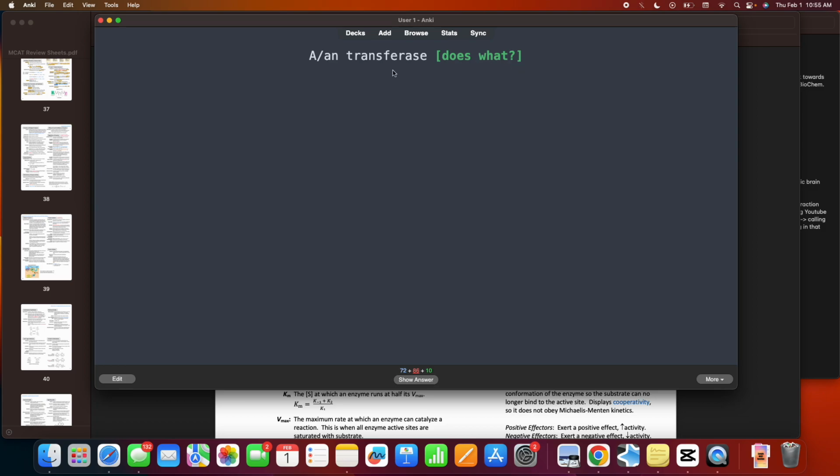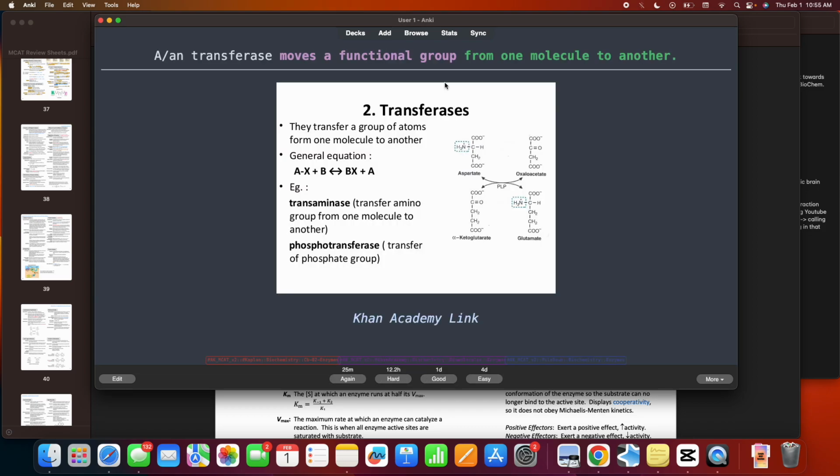What does a transferase do? It transfers a functional group, moving a functional group from one molecule to another. Examples are aminotransferase, transaminase, or phosphotransferase.